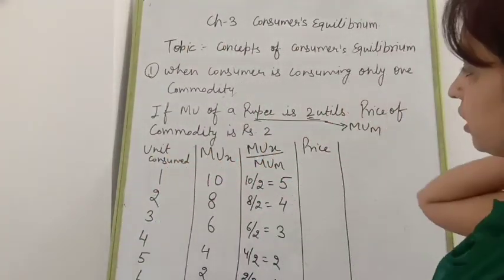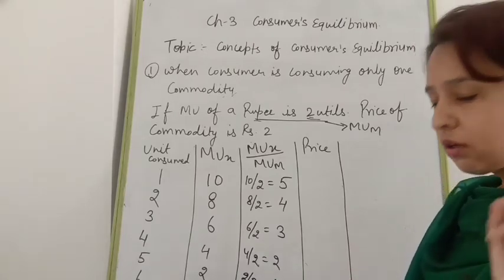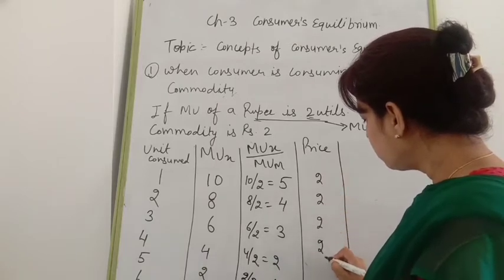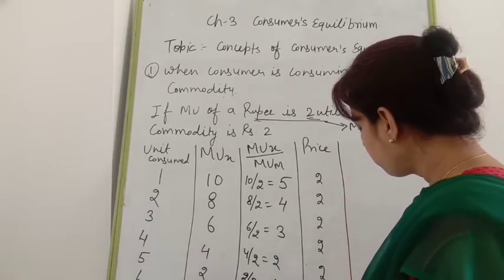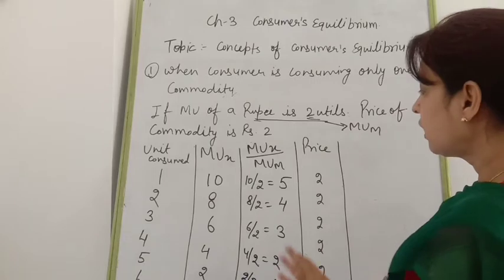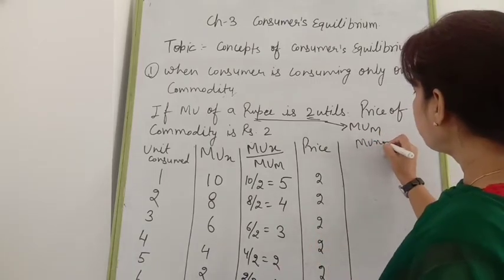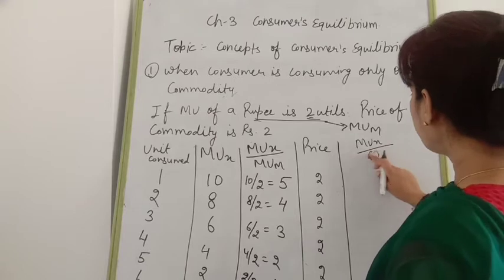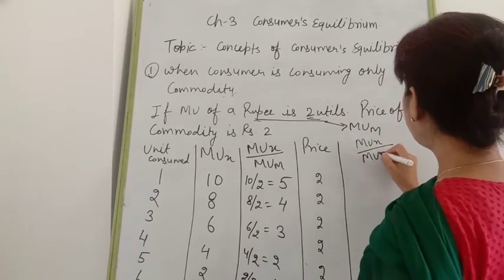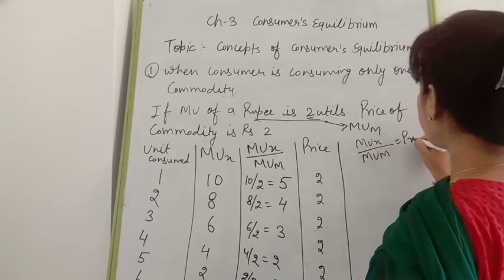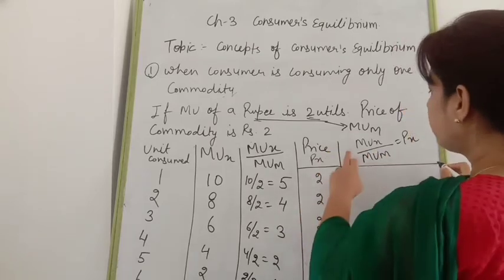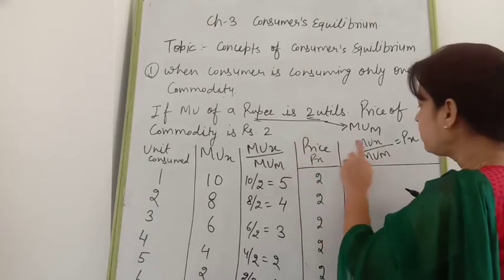Now the price of the commodity will not change according to your satisfaction level. It remains constant: 2, 2, 2. Whether you are consuming 3 units, 4 units, or 5 units, the price remains constant. Now for the second column, we have to find MUX divided by MUM equal to PX. This column is known as PX. MUX divided by MUM equal to PX.